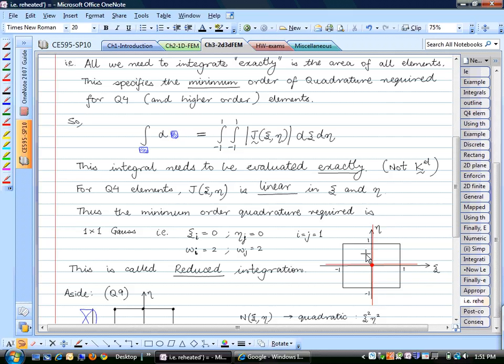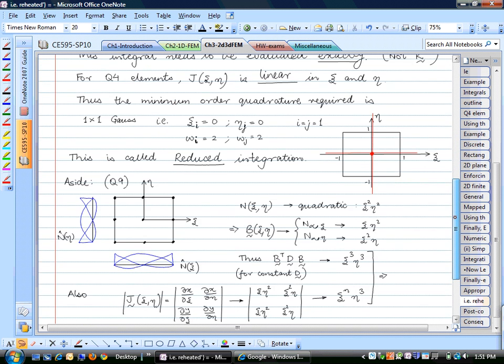If your mesh has 1 million elements, and if you were using 2 cross 2 Gauss quadrature, then you would be doing this integration 4 million times. If you use 1 cross 1 Gauss quadrature, the computational effort that you would be using has come down by 4 times. So instead of using 4 Gauss points, you are using 1 Gauss point and you are still guaranteed convergence. So that's a good thing, but there are obviously some other issues also with reduced integration.